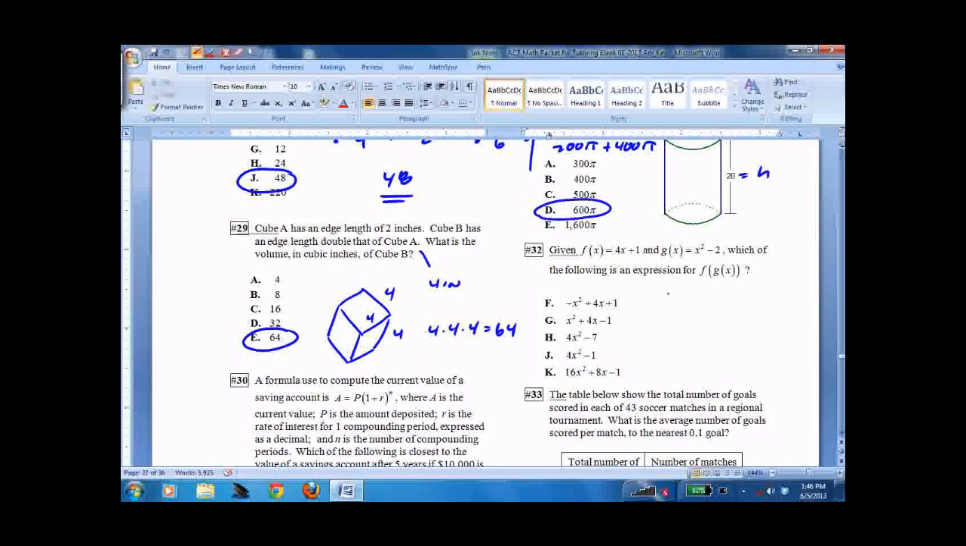Given f of x is this and g of x is that, what's the expression for this? It's called the composite, and you can see g is inside f. So take g and put it inside f. Write f with a blank where the x is, and in parentheses put the g in there. Then just do the math. 4x squared minus 8 plus 1, and then simplify. 4x squared minus 7. Done.